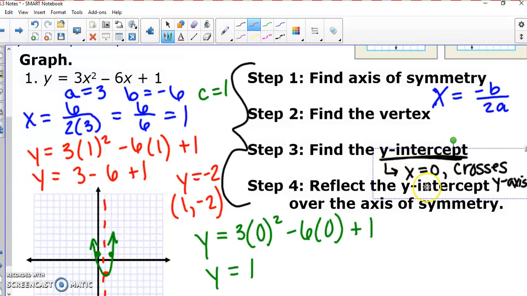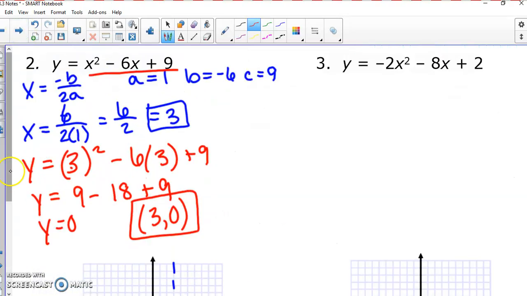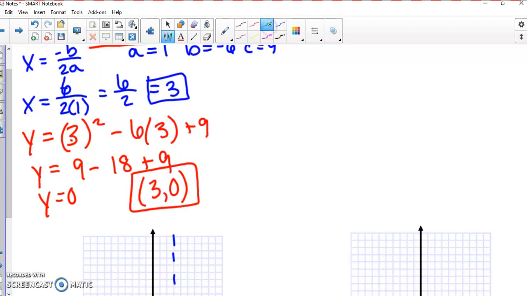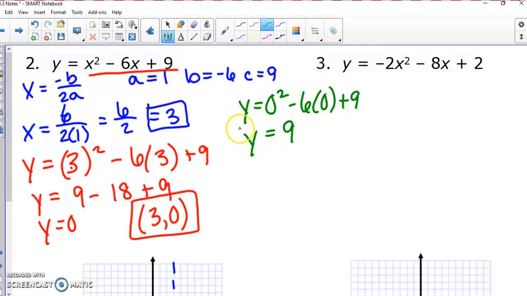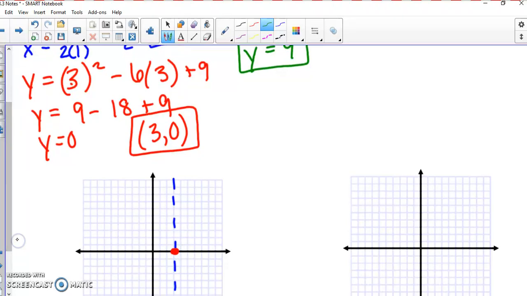So remember, y-intercept is when x is 0. So I'm going to go back to my original equation, and I'm going to sub in 0 for x. So I'm going to have y equals 0 squared minus 6 times 0 plus 9. Remember, the shortcut is whatever our constant is. So you could just do it that way too once you kind of get the hang of this. So my y-intercept is 9. So that'll be right here on my graph, okay?